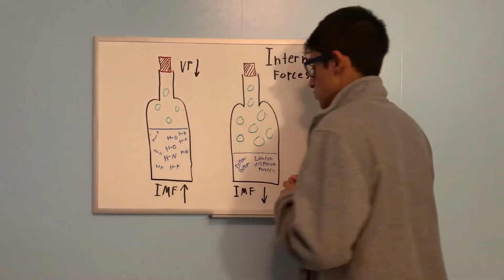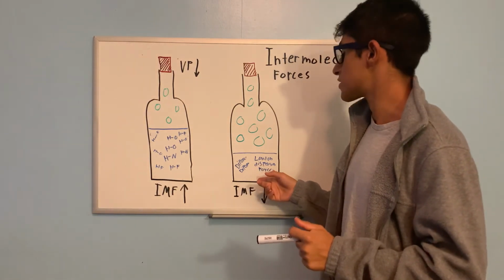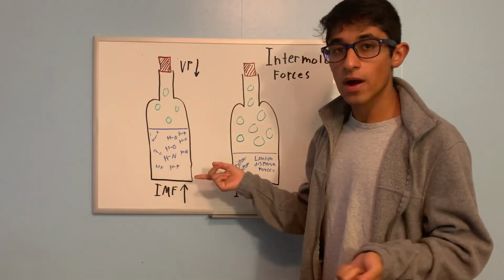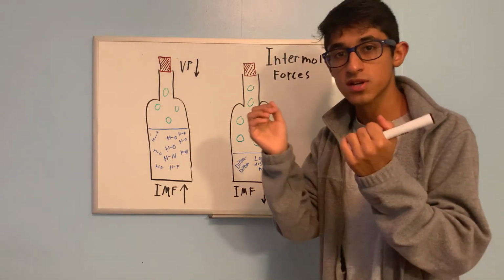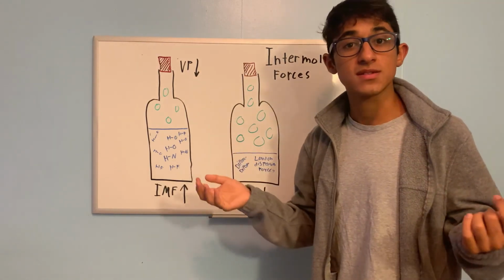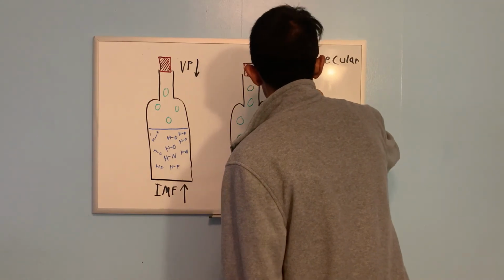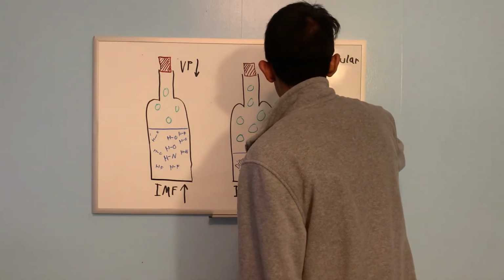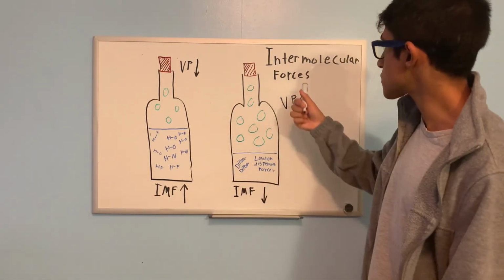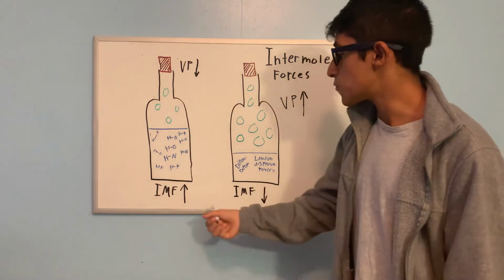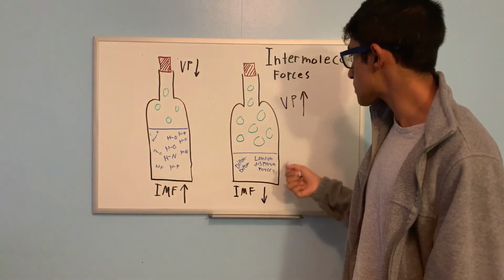Now let's go to this bottle with weak intermolecular forces. Let's say there are a lot of dipole-dipole bonds, London dispersion forces, but really no ionic bonds or hydrogen bonds. In this case, molecules are less bound together. As a result, they are more likely to fly out and become gases. In this instance, vapor pressure is high. This is because more gases are able to escape and exert pressure on the liquid. So just remember, if you have high intermolecular forces, low vapor pressure. If you have low intermolecular forces, high vapor pressure.